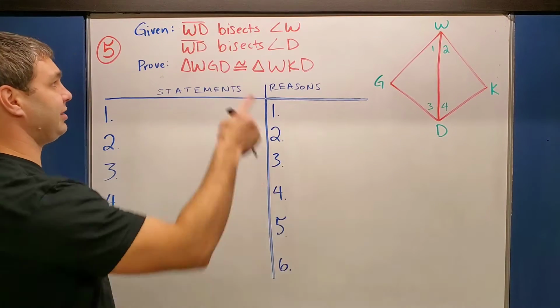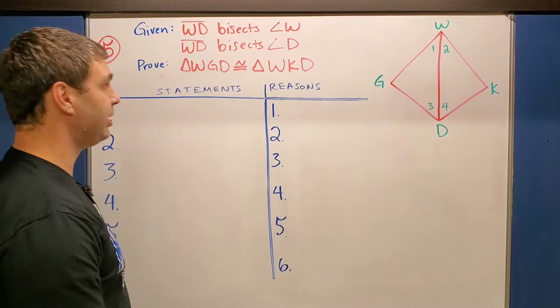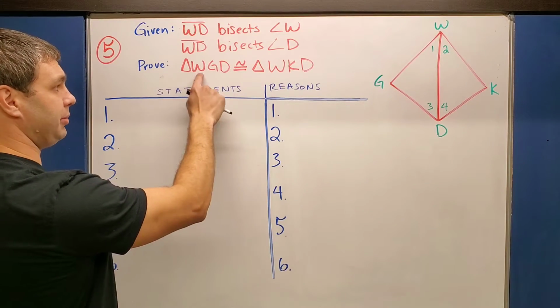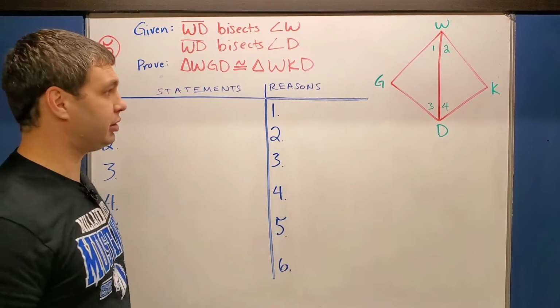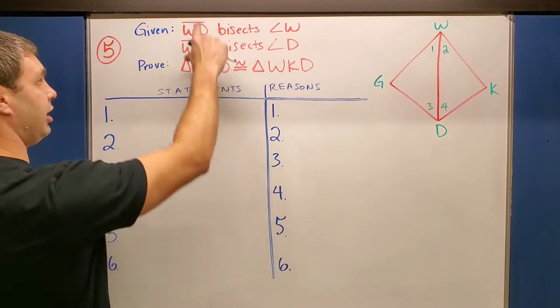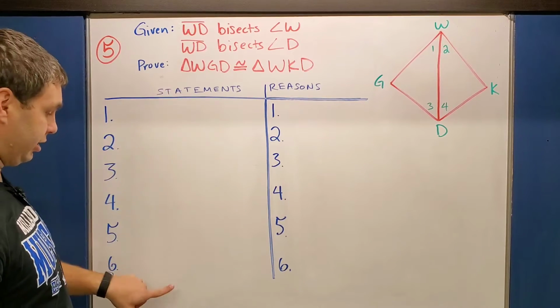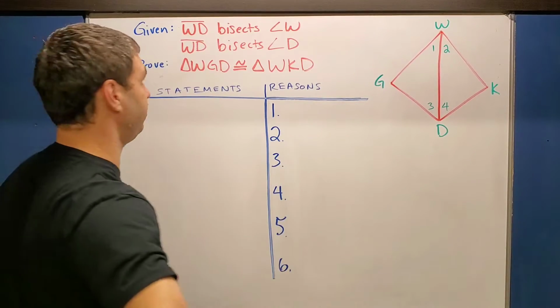Let's do it nice and fast. It says WD bisects angle W. WD also bisects angle D. We need to prove that triangle WGD is congruent to triangle WKD. All right, so let's go ahead and fill those into our proof. Our two givens go here, and the reason is given, and then our proof statement can go down on our last line. I'll do that for you real quick.